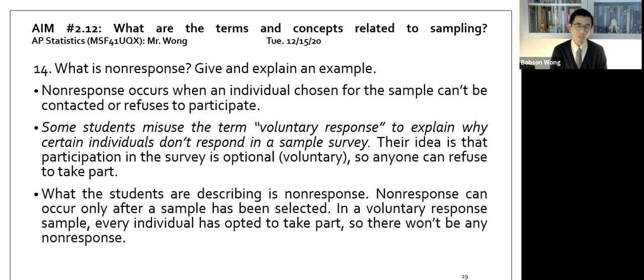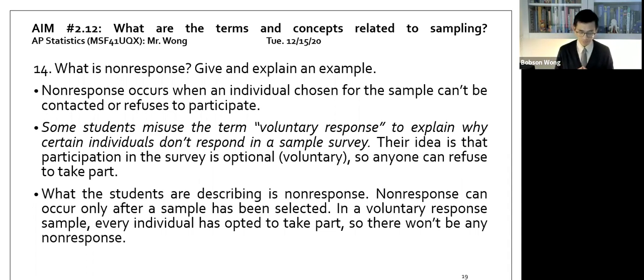Another example of bias is what we call non-response bias. So non-response bias occurs when an individual that is chosen for the sample cannot be contacted or does not want to participate. This is often confused with voluntary response, but they're actually quite different. And so some people think that this is voluntary response because participation is voluntary. But that's not the same as non-response.